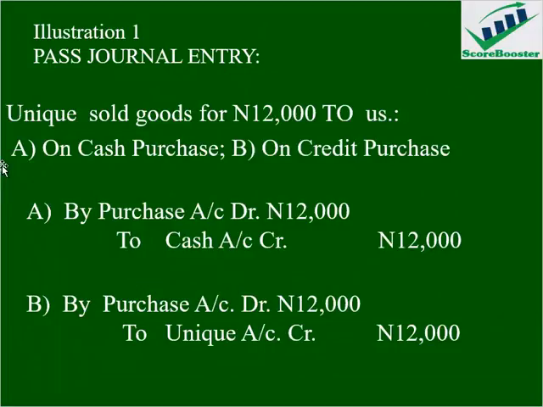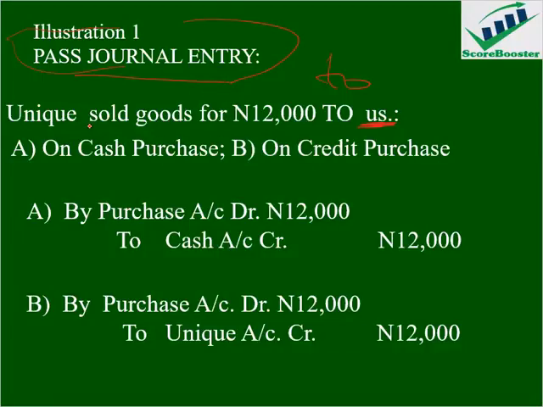So let's quickly go through some of these examples. I'm not going to go through them all. I gave them a lot of things just to explain what we need to know. Unique is a company that sold goods for 12,000 to us. That is, we possess goods from Unique, and we are the ones preparing the account. How do we put it in the journal? How do we record it? How do we post? Which account do we post it to?